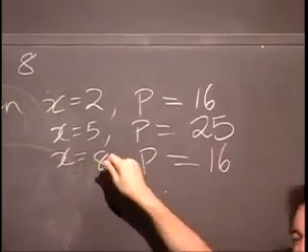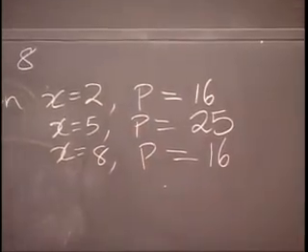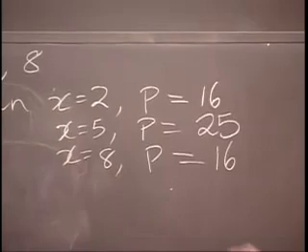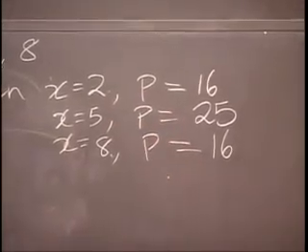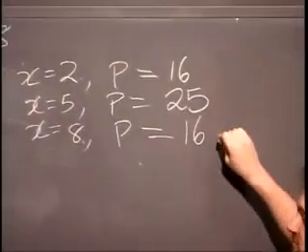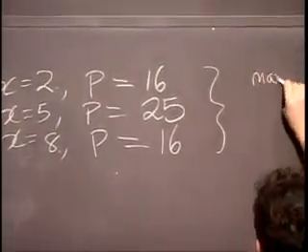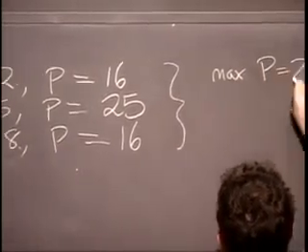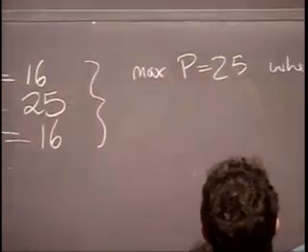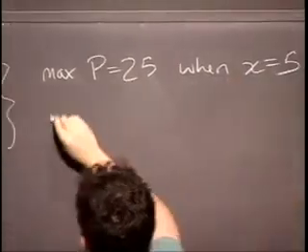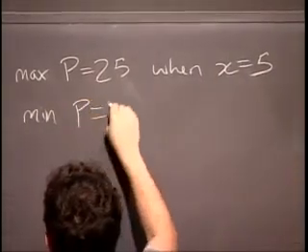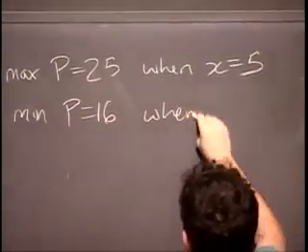And of course, 2 and 8 give you the same answer, because the other number is 8 here or 2 here. So of course it's 16. Now actually, remember, maxima and minima occur only at endpoints or critical points. So these are the only possible candidates. And this immediately tells you that you have a maximum product of 25 when x equals 5, and we have a minimum product of 16 when x equals 2 or 8.